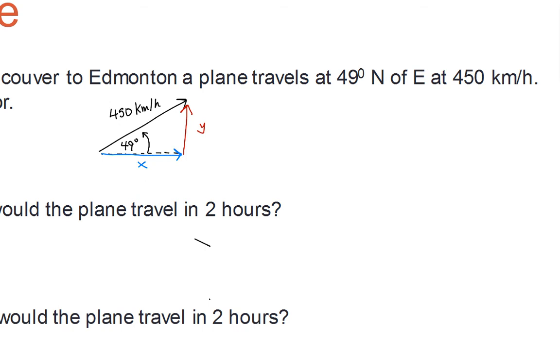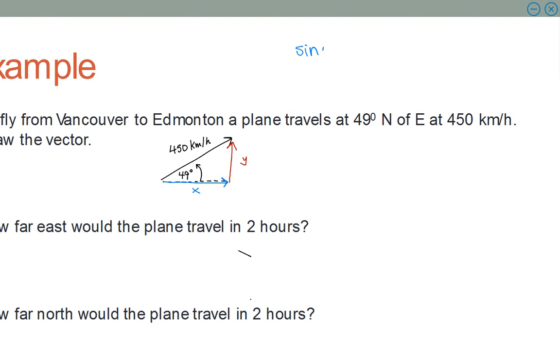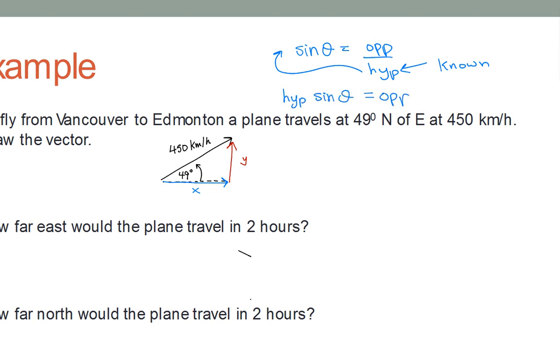When the hypotenuse is known, I want you to just think about these equations, like opposite over hypotenuse. If the hypotenuse is known, you can always just slide it up to the top, right? Hypotenuse sine theta gives you the opposite, and hypotenuse cos theta gives you the adjacent. So these are some shortcuts that you guys are probably very familiar with.